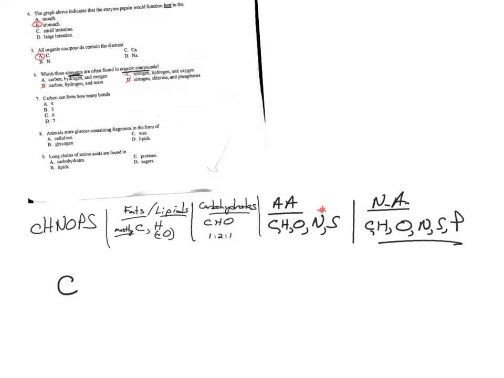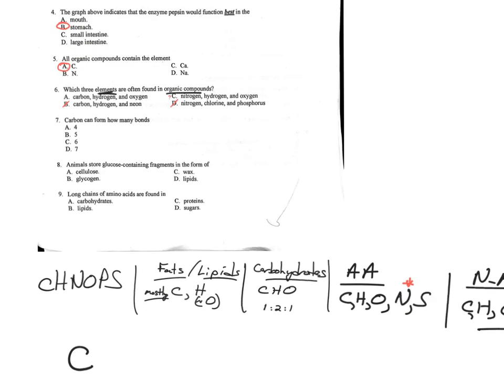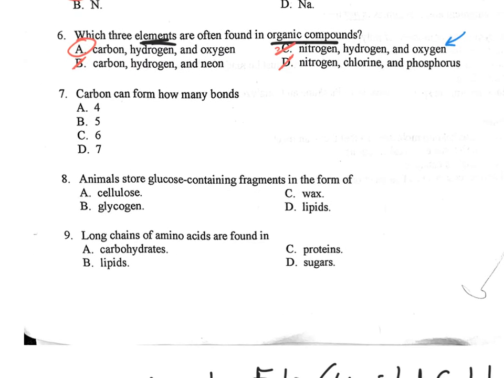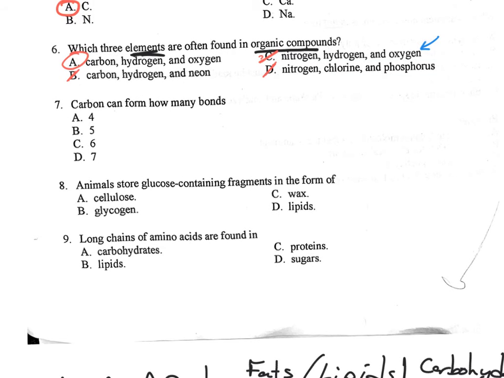So if you're going to ask me most often found, which is the best answer? Because remember, multiple choice questions are always the best answer, not necessarily the only right answer. That's really a bad thing about multiple choice questions. So often there's more than one right answer. So this is the best answer. That's what makes this one wrong. But you were not wrong. This is often found in organic compounds, specifically proteins and nucleic acids. So this one you got wrong because of test taking.